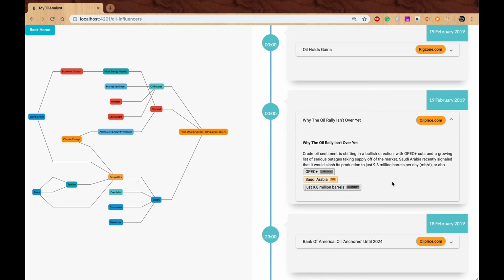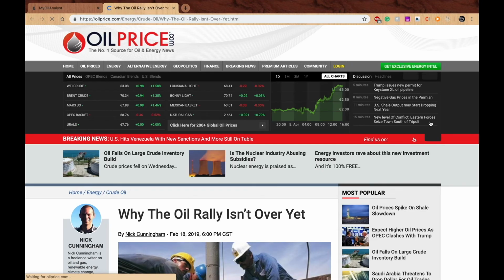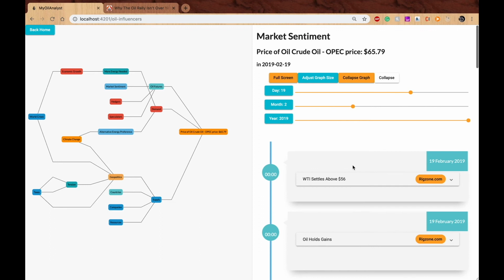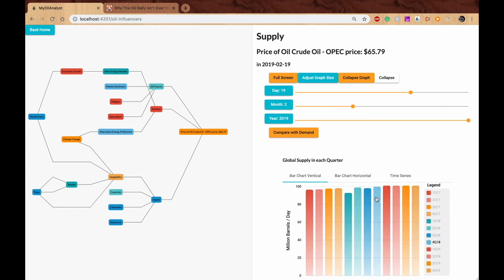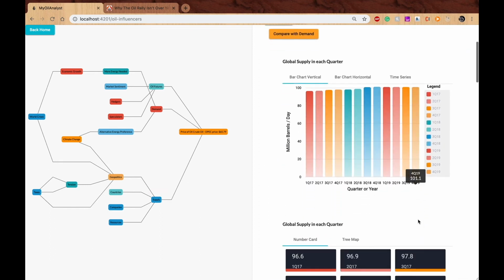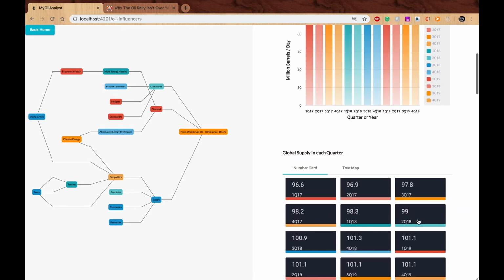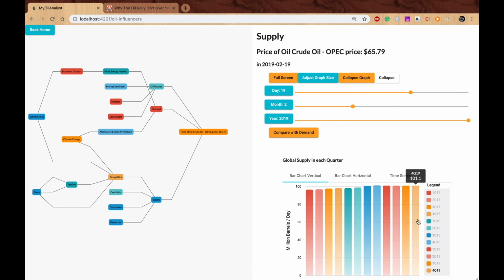So there was clearly a supply cut that influenced the price going up in the next few days, achieving a new high on the 22nd of February. If we click on the source, we can read the whole article. In order to understand better the relationship between supply and demand, we can select the node here called supply. Here we have different plots related to the global supply from the International Energy Agency.